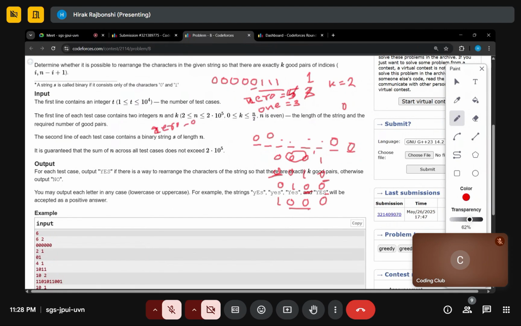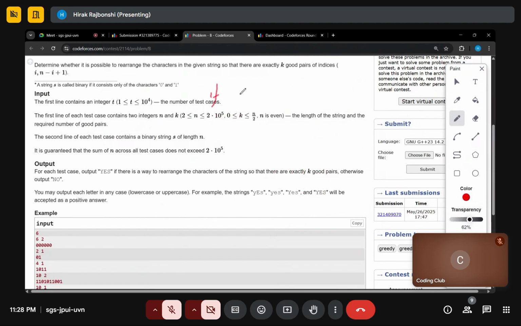If the absolute value of the difference of the remaining zeros minus ones is greater than or equal to 2, then we can't arrange the remaining numbers such that there will be no good pair. So the other condition we get is: if the absolute value of zeros minus ones is greater than or equal to 2, then the answer will be no, otherwise yes. Now let's go through the code.